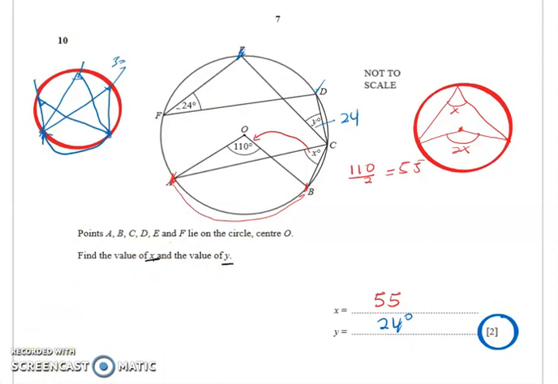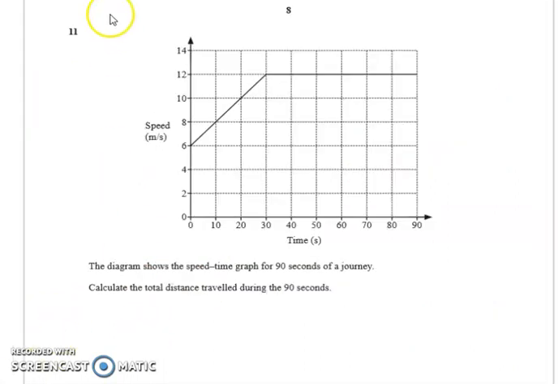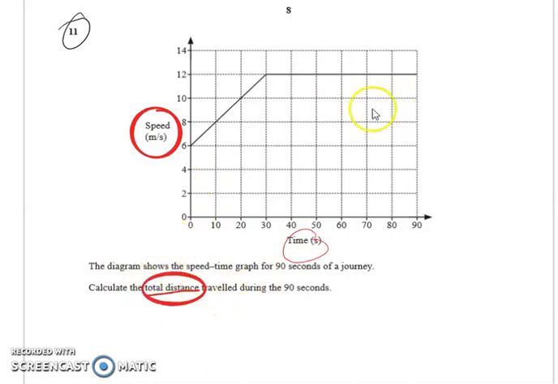Let us move to question number 11. For this question number 11, we are given a speed and time graph, and they ask you to calculate the total distance. How do we calculate the total distance? By finding the area of this. So we can use a simple trapezium rule. We just have to calculate this part. Let's see, we just add area 1 and area 2.